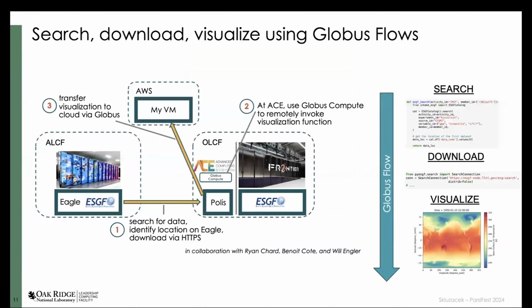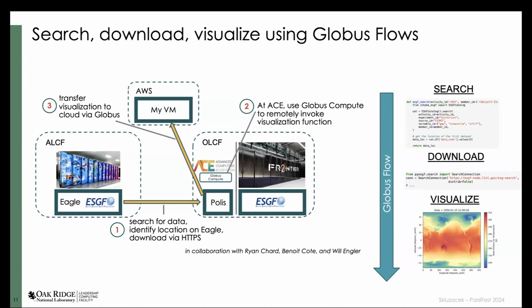Here's some initial work we've done in collaboration with Ryan Chard at Argonne to do work on OLCF using ESGF, which is cross-facility engagement. For example, we can write a workflow that searches for data, identifies the location on Eagle, which is Argonne's file system, and downloads the data via HTTPS to our ACE testbed. Our ACE testbed, which is adjacent to Frontier, allows us to launch Globus Compute functions and do whatever we want.